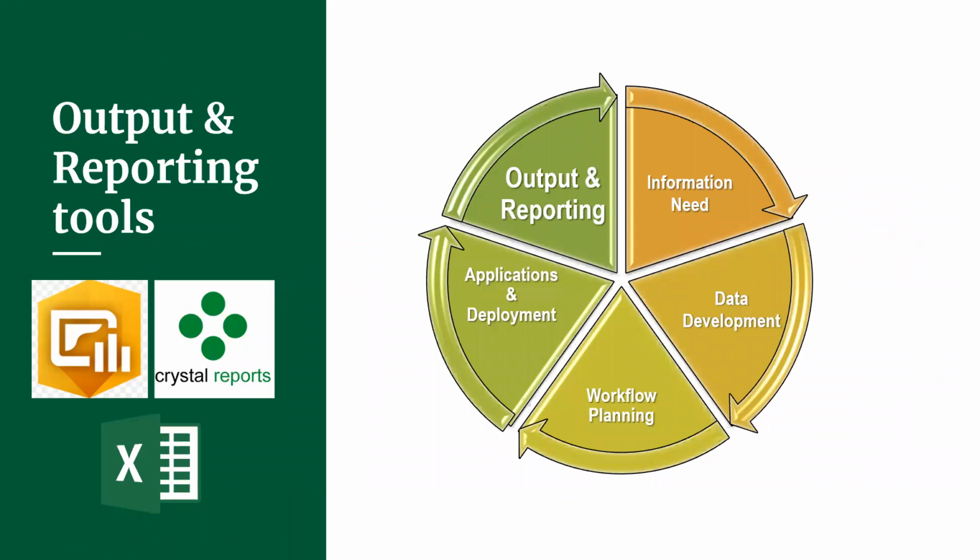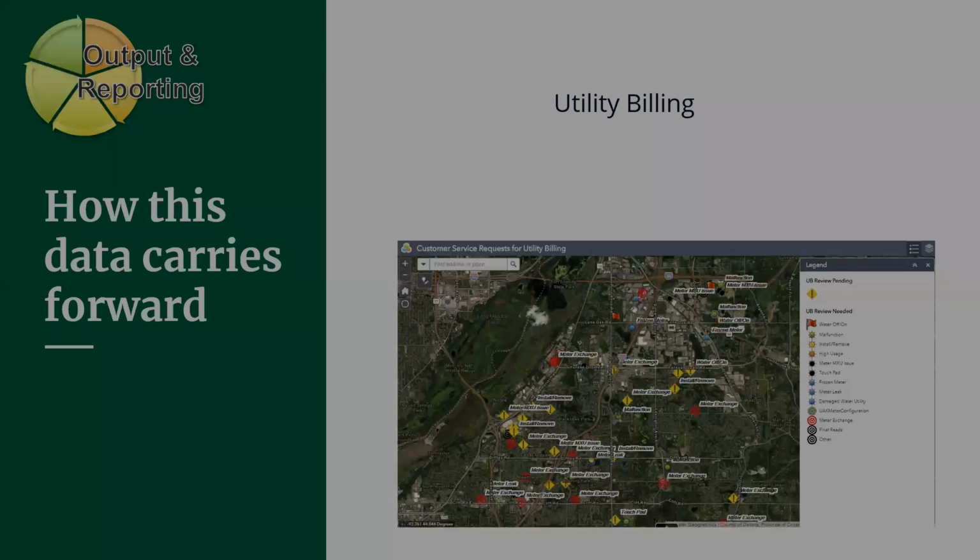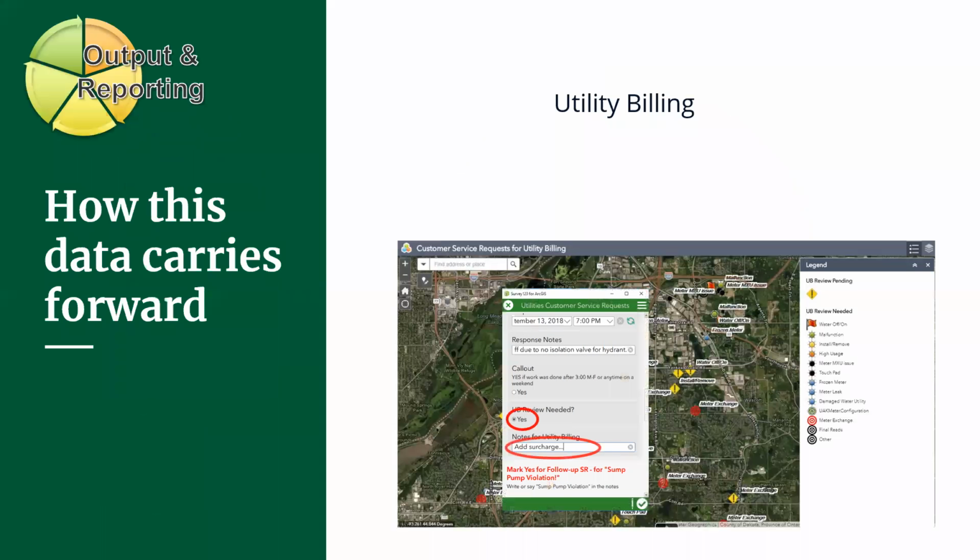And then finally, once we've collected the data, and it's kind of a moving data, so it's always changing, we have output and reporting tools that have been really helpful for us. And there's various tools that we use to present this data to different people. So for example, when we have a utility inspection or utility staff person that goes out into the field and visits a property, they can take note of certain things that are important to our utility billing staff.